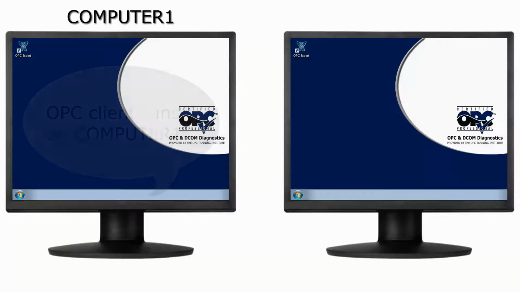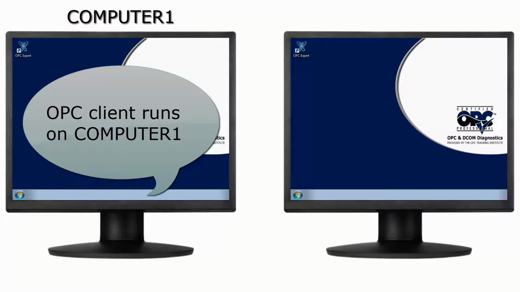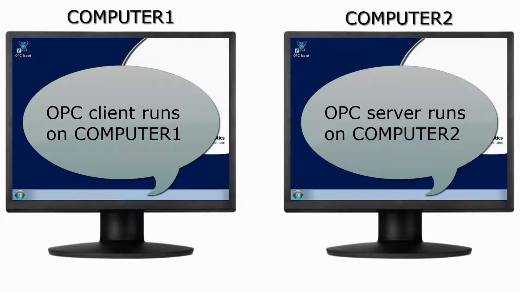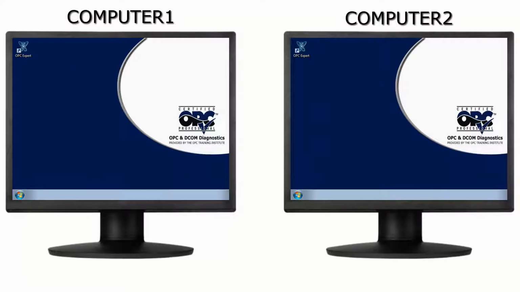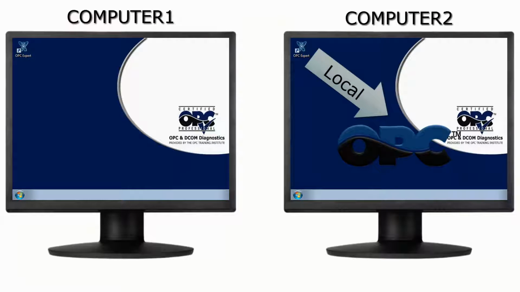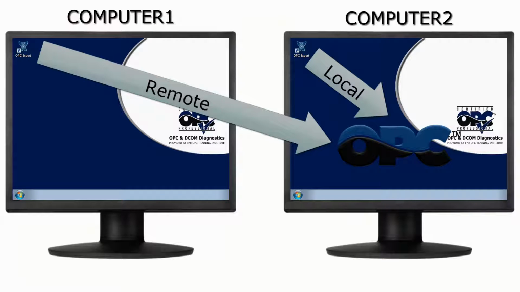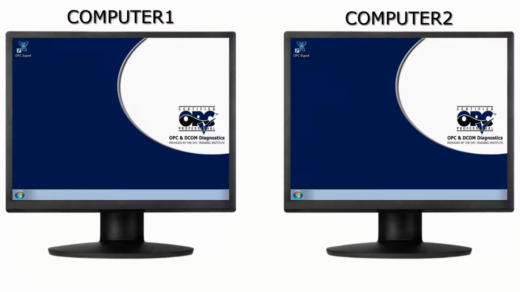In this video, we will assume the OPC client application must run on computer 1 and the OPC server must run on computer 2. To troubleshoot, we will first make a local connection on computer 2 and then make a remote connection from computer 1. Refer to computer 2 and run OPC Expert so we can make a local connection.